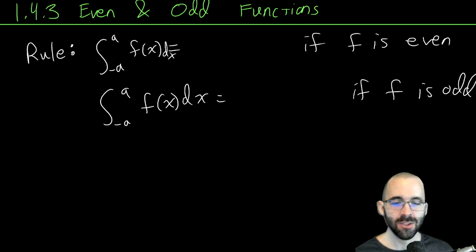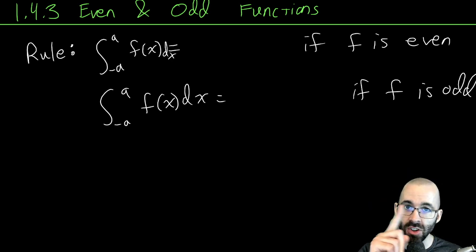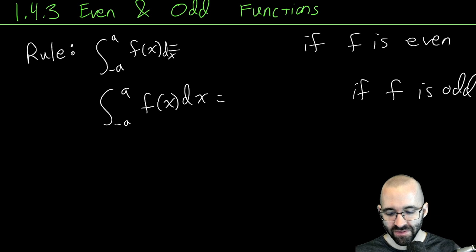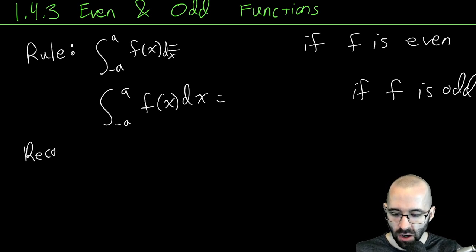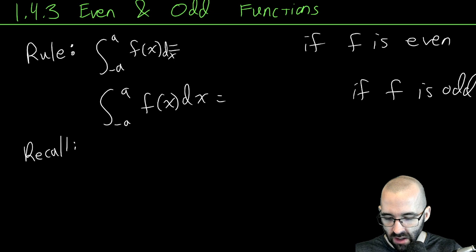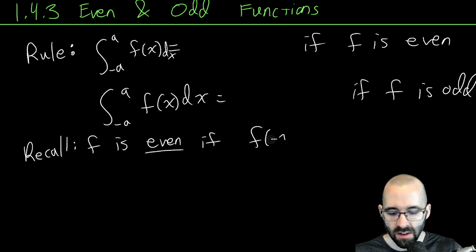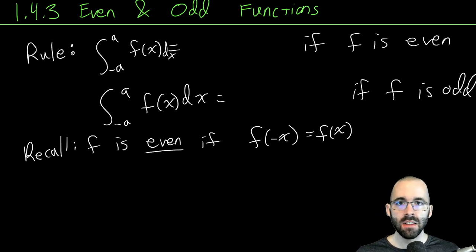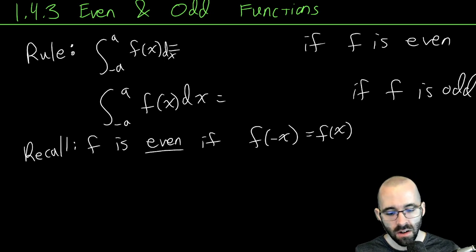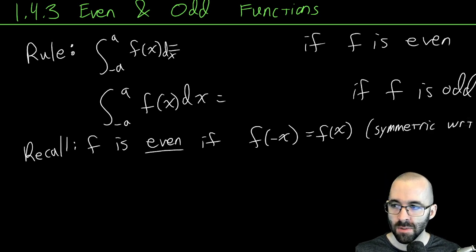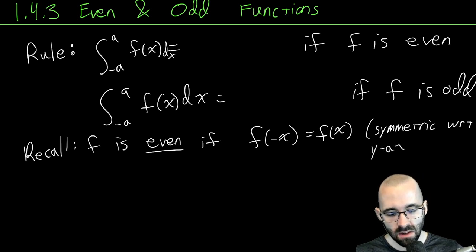Okay? So let's remember what even and odd functions are and then see if you can come up with the formula. So recall, f is even if a negative on the inside doesn't matter. So negative on the inside is the same as no negative at all. And graphically, we can think about this as symmetric with respect to, that's my shorthand, WRT, the y-axis.